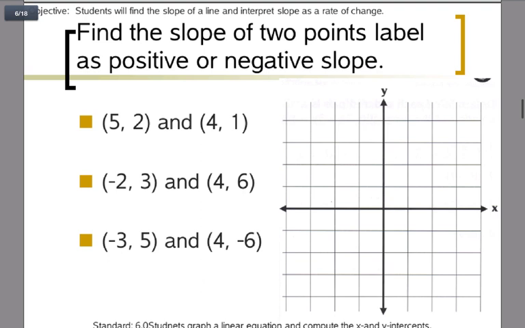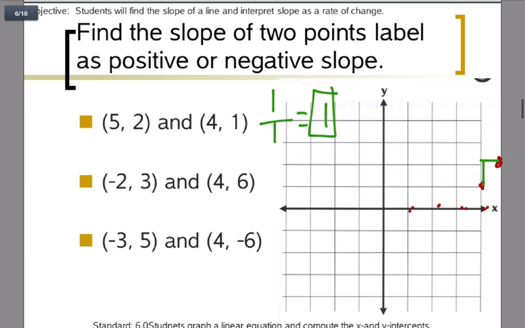So 5, 2. And so I'd have to plot the point 5, 2. 1, 2, 3, 4, 5, 1, 2, right about there. And 4, 1. 1, 2, 3, 4, 1. So 5, 2 to 4, 1. So to get there, I go up 1, over 1. The rise is 1 over 1, which is just 1.